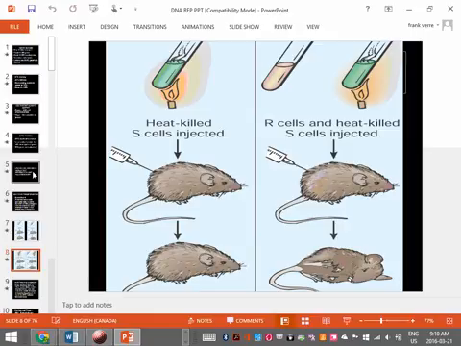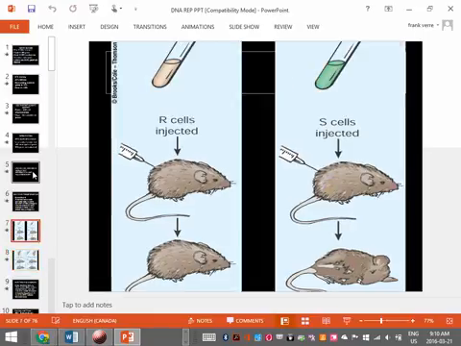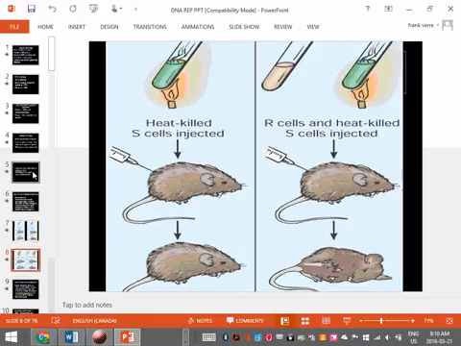He killed S as what? Safe or lethal? Safe. What was the R version? The R version was safe, right? So the R version is safe, and the killed S is safe. What's interesting is when you mix the two together, what happens? Well, skies. So this told Griffith that the R cells, which are not being killed by heat, are being transformed.